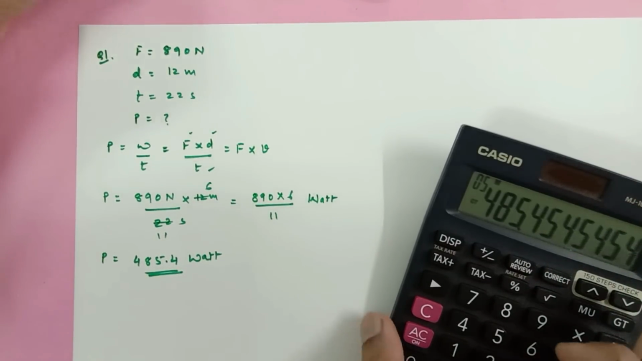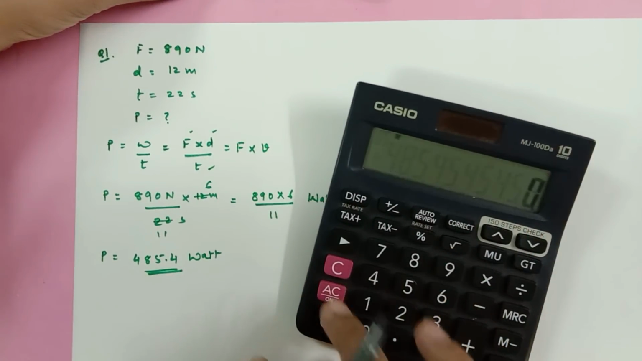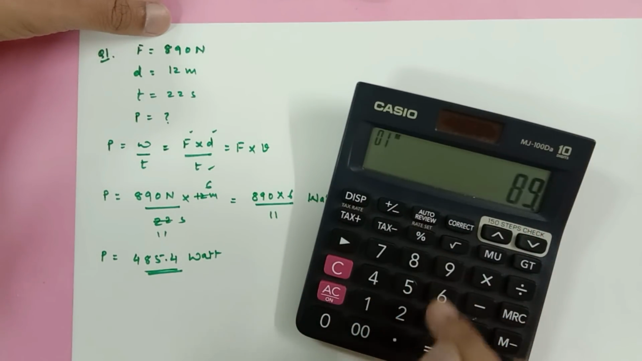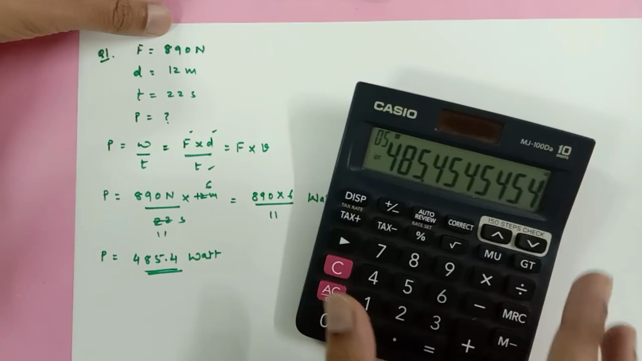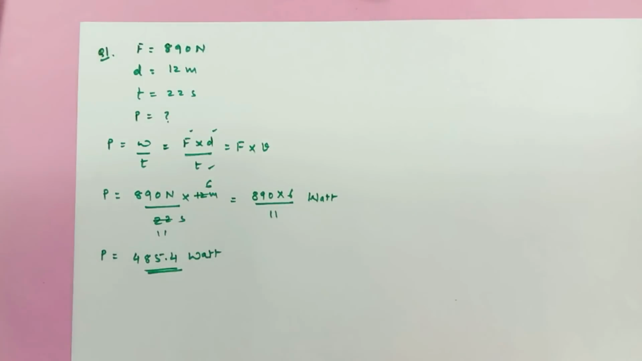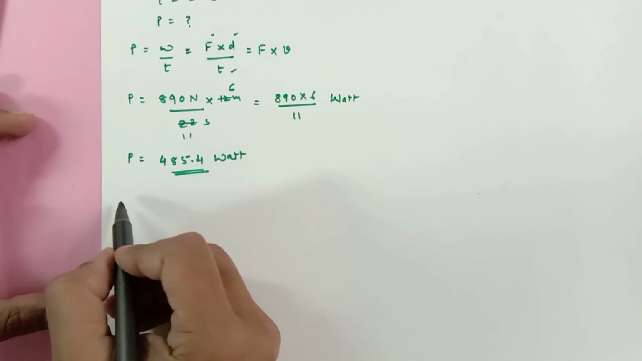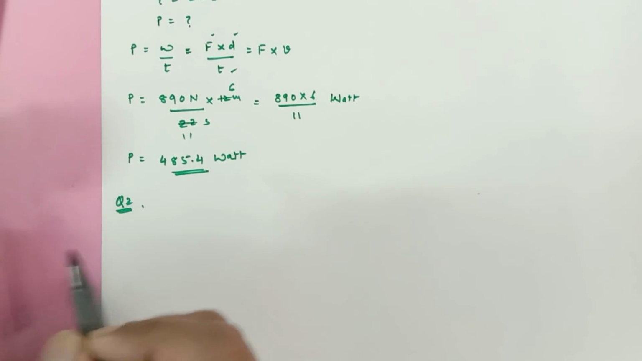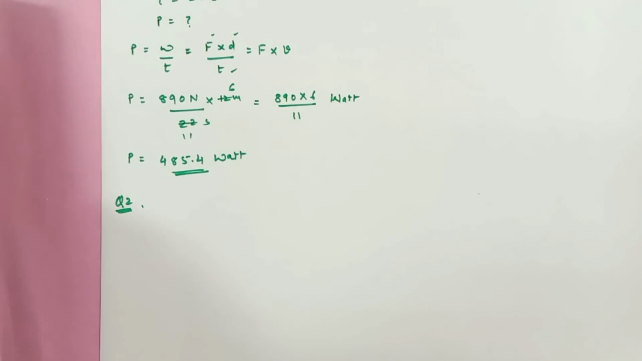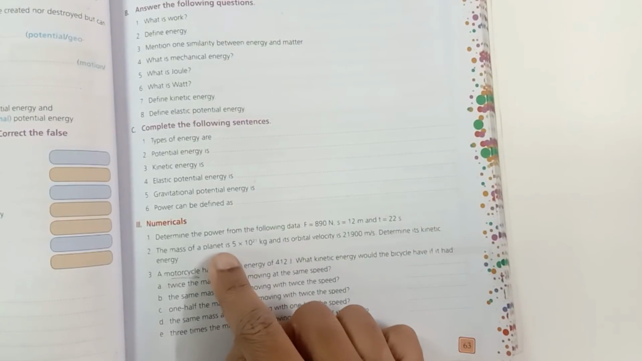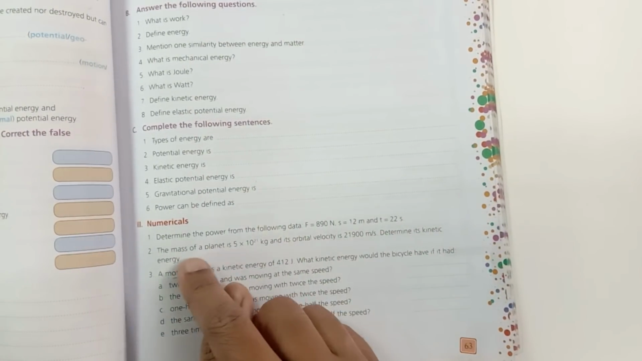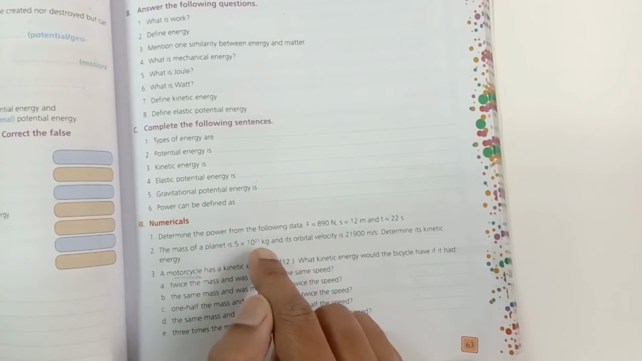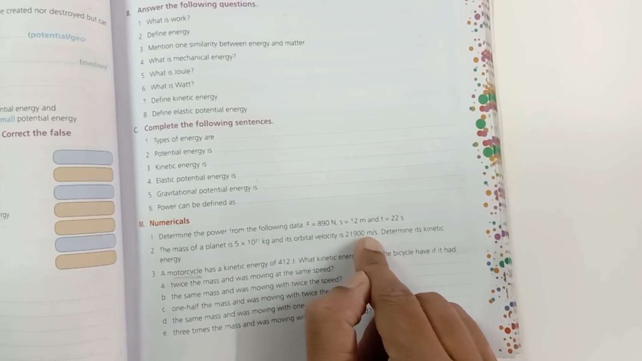Right, people? I'm going to recheck my steps again. 890 multiplied by 6, divided by 11, is the correct answer. So this answer in watt is the correct answer. Now let us move to question number 2. Here they say that a planet has mass this and speed this, and we are supposed to find out kinetic energy. Now see, this is in SI unit, this is also in SI unit.